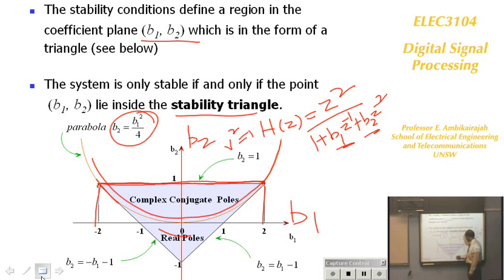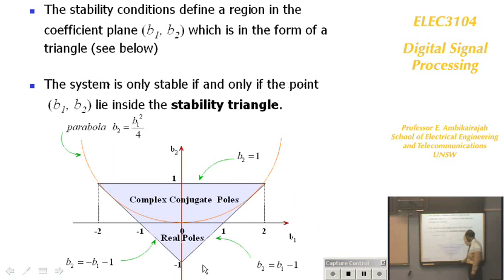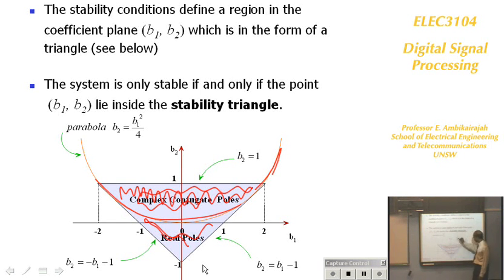If you have complex conjugate poles, they will fall in here. If they are real, they will fall in this region. This parabola is separating the complex roots from the real roots. And if you want a stable system, your coefficients b1 and b2 must be inside. If you plot a point b1, b2, it should fall inside. Then it's a stable system.